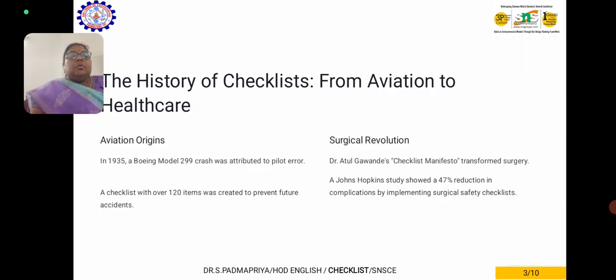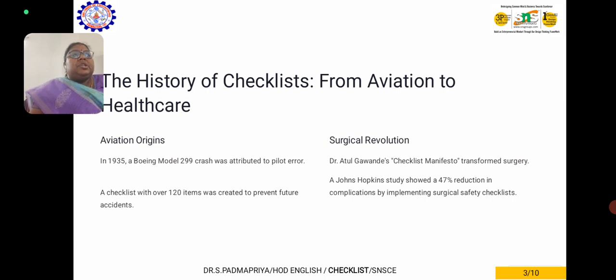So, where did this checklist start from? When we look into the past, this history goes from aviation to healthcare. It is found in all the areas. In olden days, it helped in piloting things. When a pilot wants to start a plane, he should follow a lot of checklist items, around 120 items. So he has to check whether he is ready with all those things to avoid accidents.